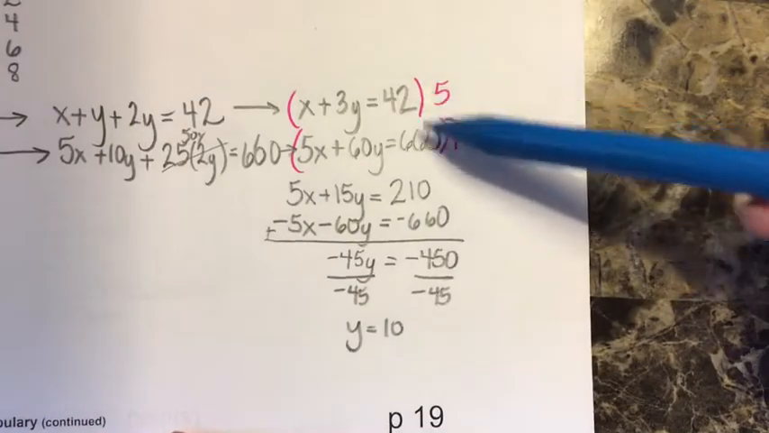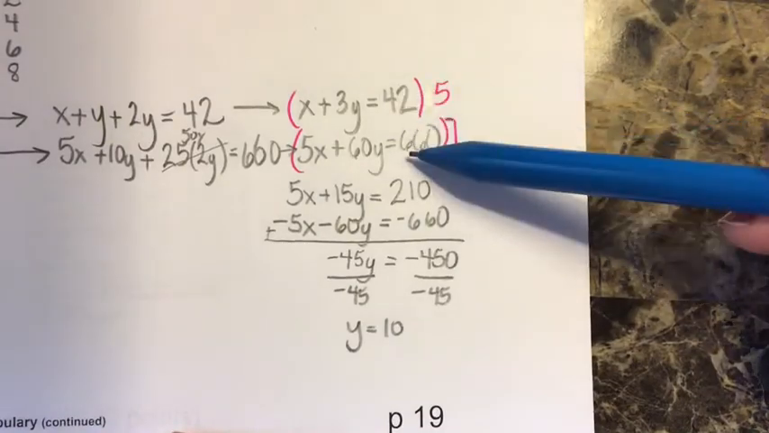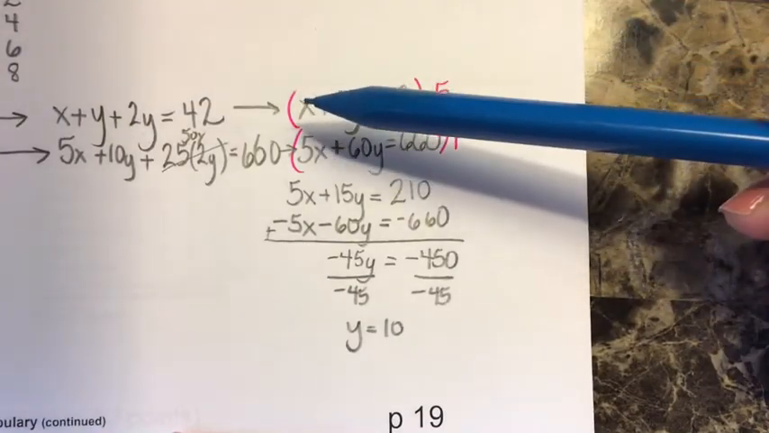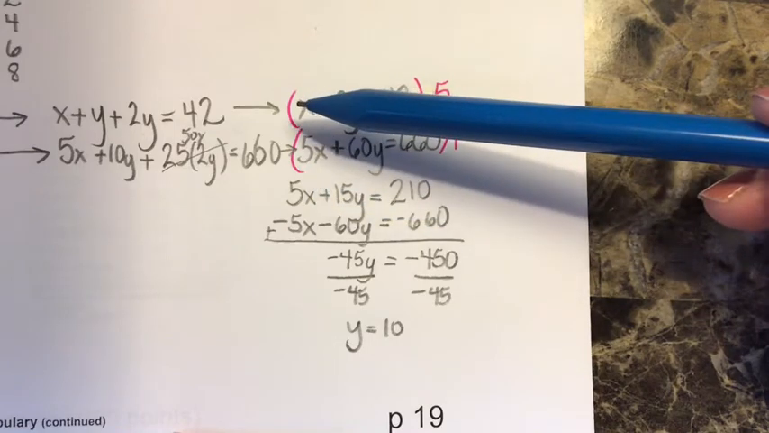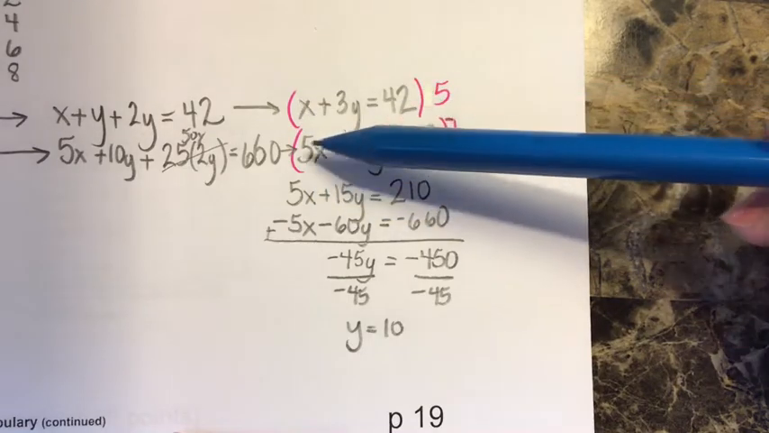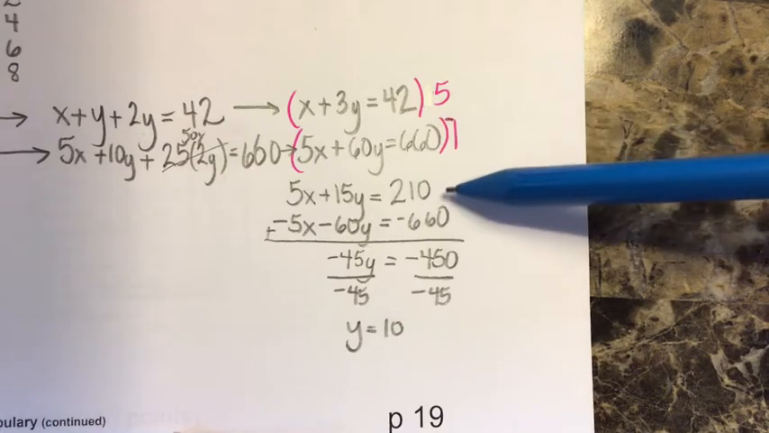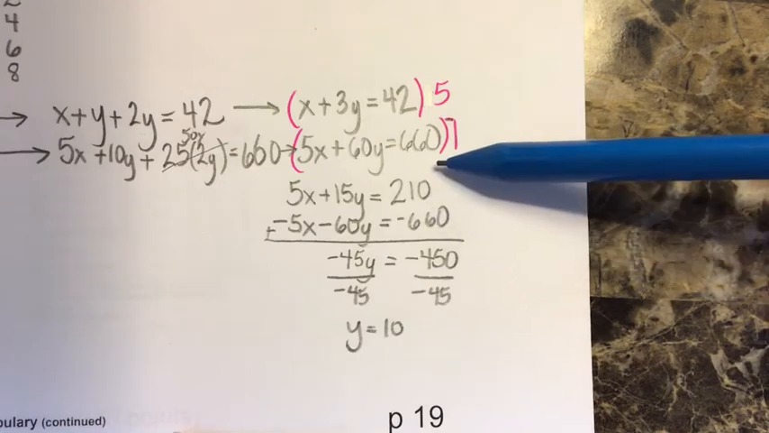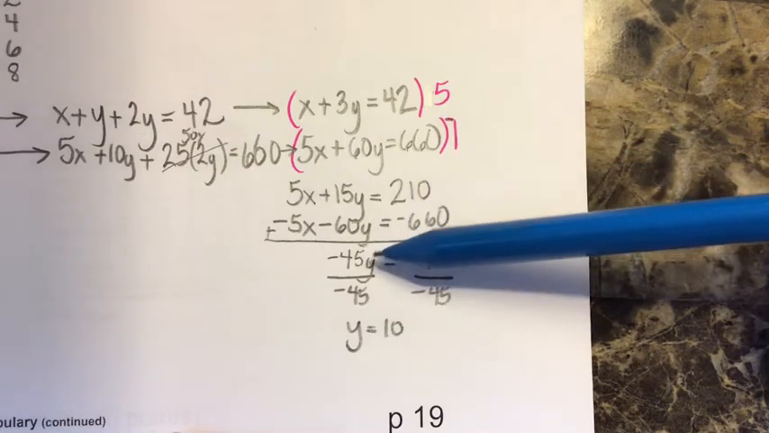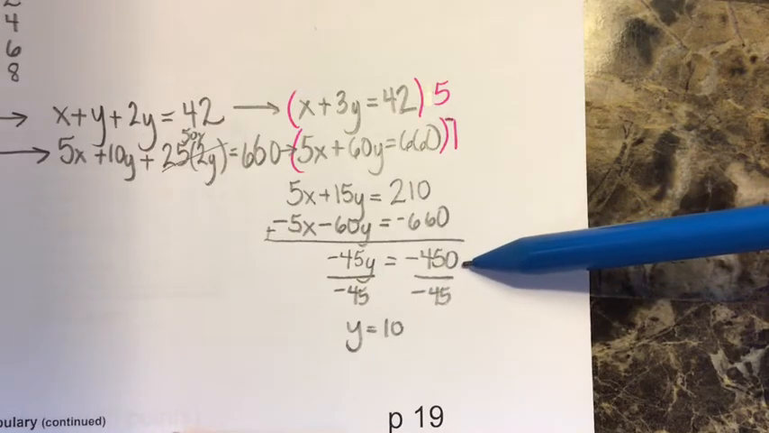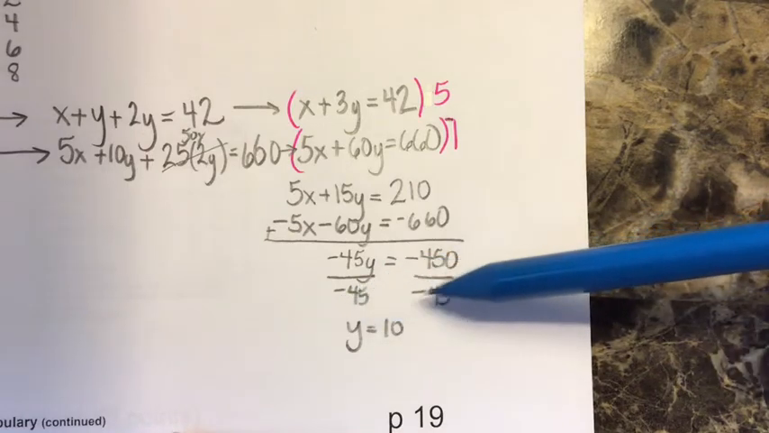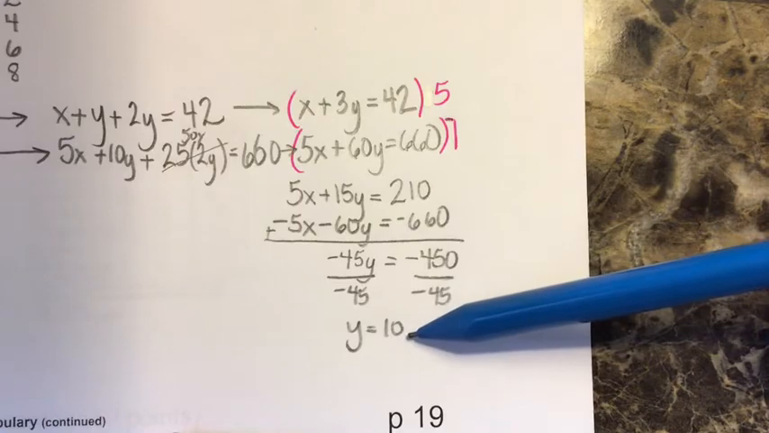I took the two equations and I did elimination. As I said, I eliminated X. I multiplied the top by 5, the bottom by -1. I added those two equations together. I got -45Y equals -450. I divided both sides by -45. I got Y equals 10.